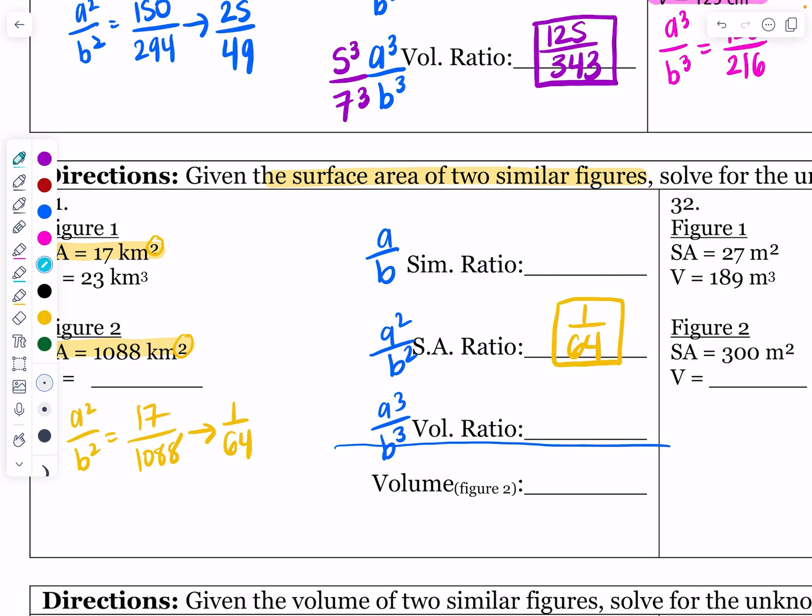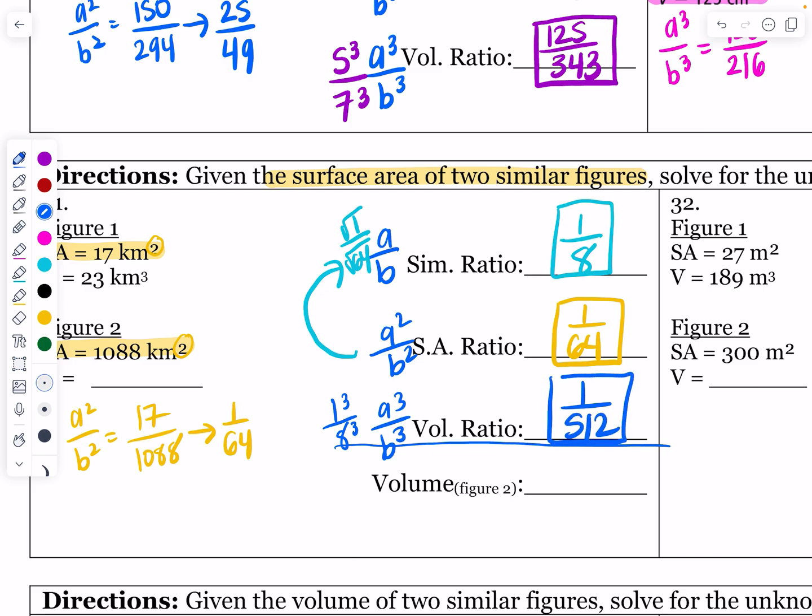If that is 1 over 64, how do we get our similarity ratio? Well, we take the square root of 1 and the square root of 64 because we're going from something that is squared to something that is not. So that's 1 over 8. How does that help me find my volume ratio? Because I'm just going to cube both of those things. 1 is A, so 1 cubed over 8 cubed. That's going to be 1 over, what is that, 250... Nope. 512. 64 times 8. Yep, 1 over 512. So there are my 3 ratios.